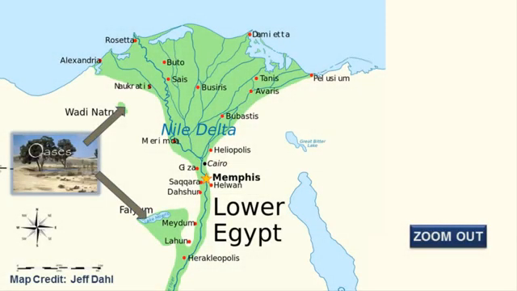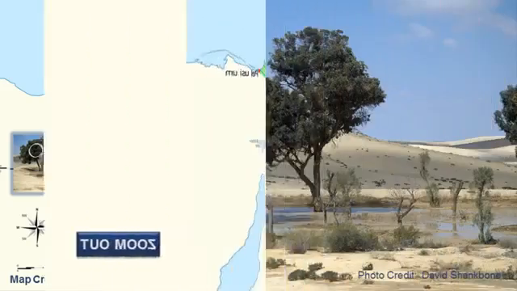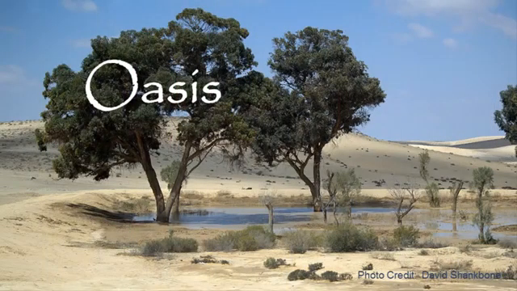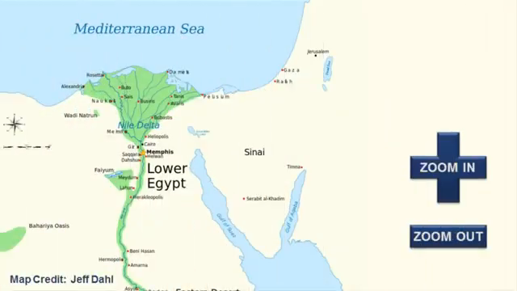Now, here and there you see some green spots in the desert. These are oases. An oasis looks like this. It's a small pond or lake, in some cases a rather large pond or lake in the middle of the desert. So this is Lower Egypt.